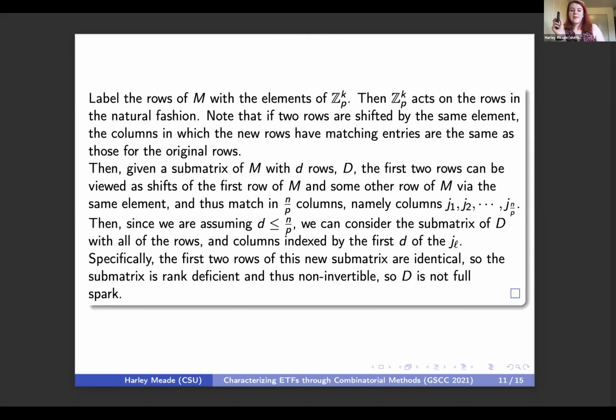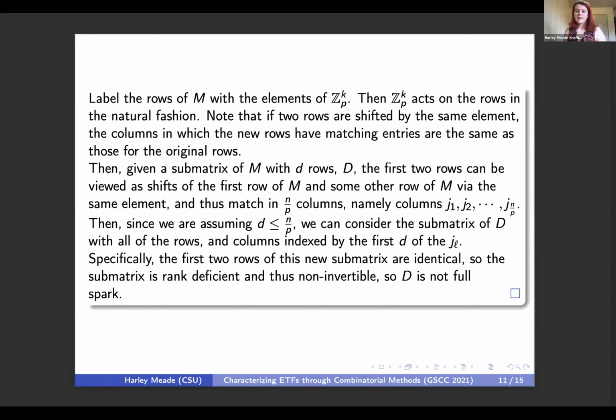So that means that if you have some submatrix with D rows and all of the columns, then for the first two rows, you can say, okay, the first one is a shift of the first row, like the all ones row, and then the second row is a shift of some other row by the same element. And by what we just said, this means that they match in N over P columns. And I labeled the columns that they match J_1 through J_{N/P}.